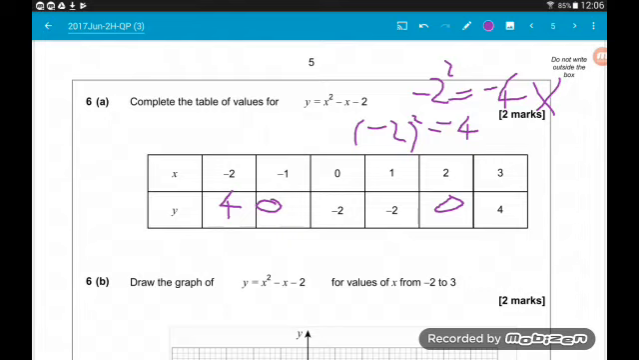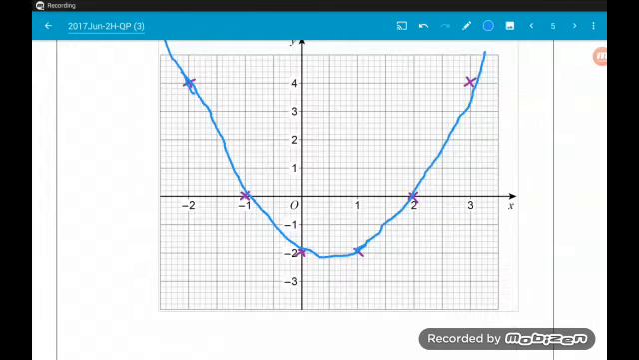Now we need to plot them on the graph below. So remember, your x values are your across, and your y values are your up or down values. So the graph is going to look something like this. And I know what you're thinking, that is the most beautiful graph you've ever seen. Freehanding on a tablet is really not that easy, but it will look something like that.